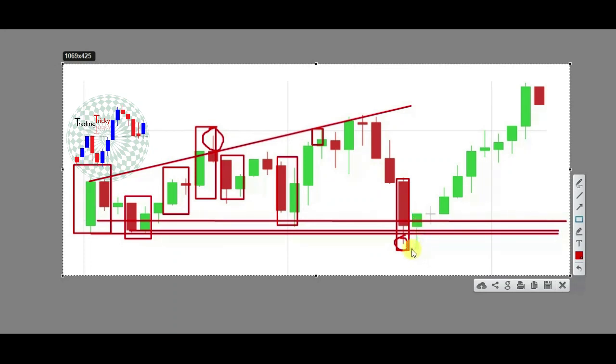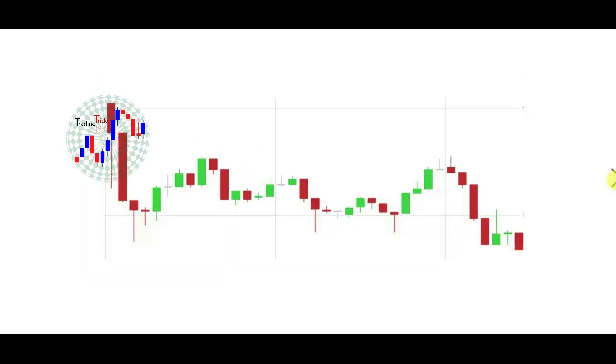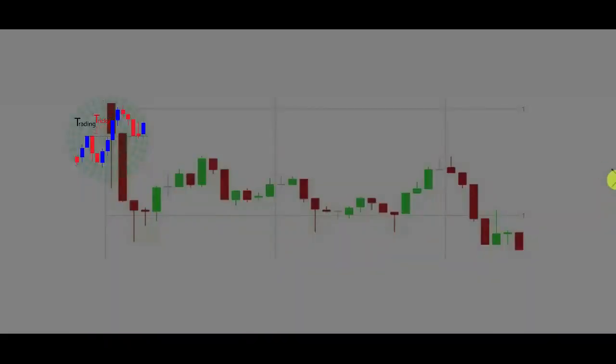This candle also has a new low here, because the previous candle low is here and this candle made a new low, but with strong rejection, and the candle closes as a bullish candle, because this is a strong support level. So let me show you another example here.